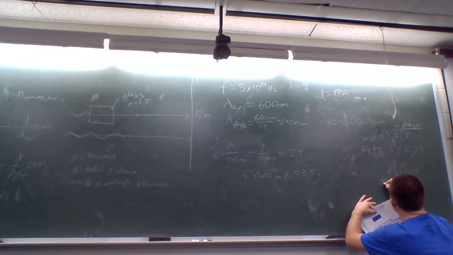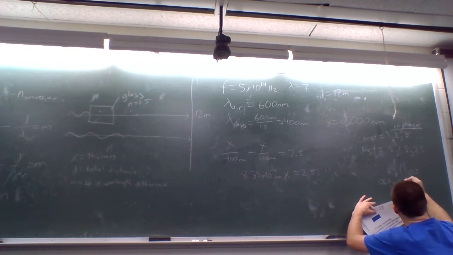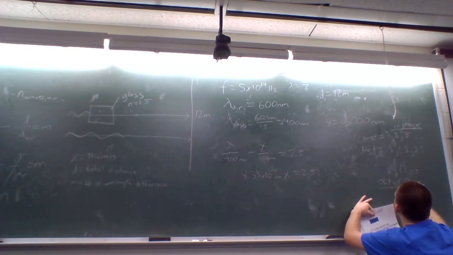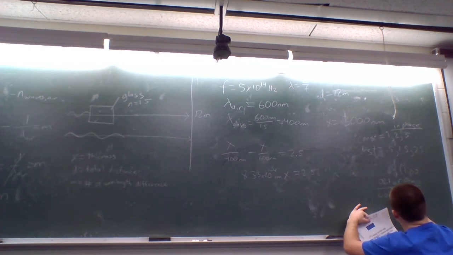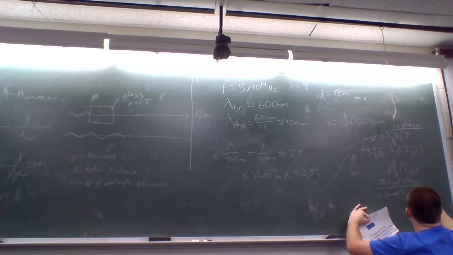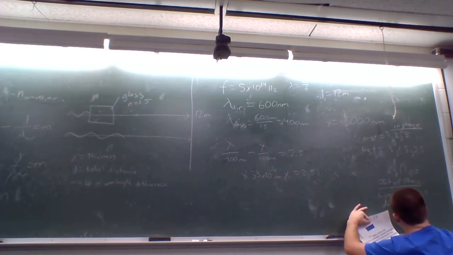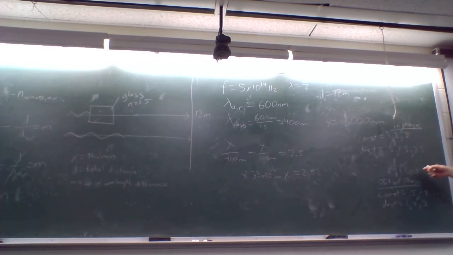So, out of phase. Constructive will now be just the opposite. It'll be 0.5, 1.5, 2.5, and so on, and then destructive will equal 1, 2, and 3. Since you already start out of phase, you basically start at 0.5. You already start 1/2 wavelength out of phase.